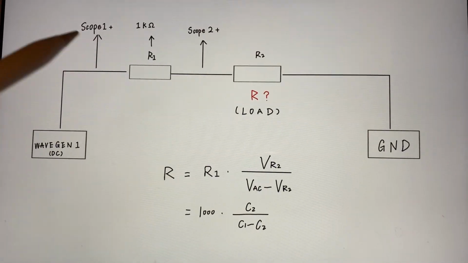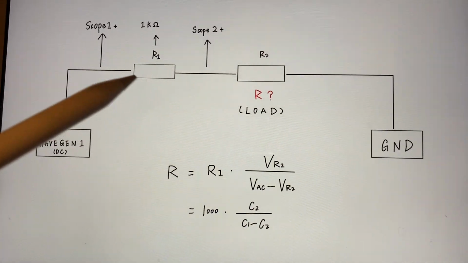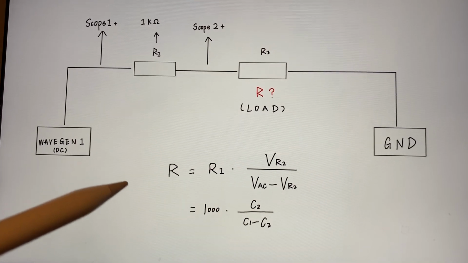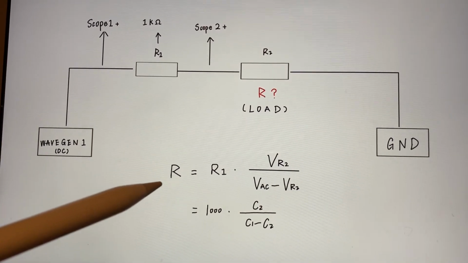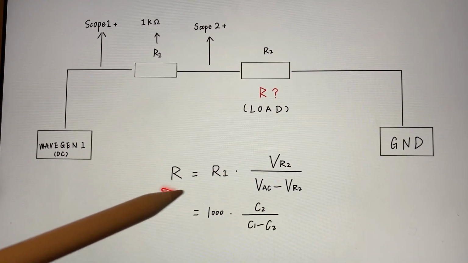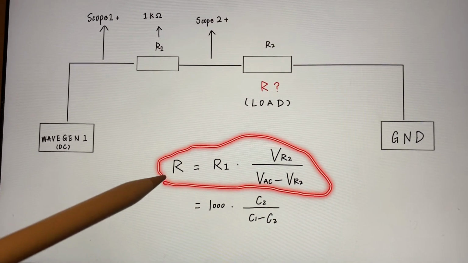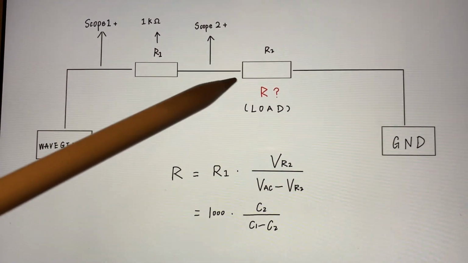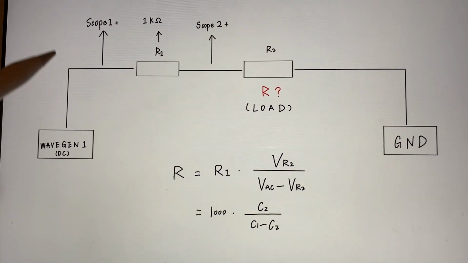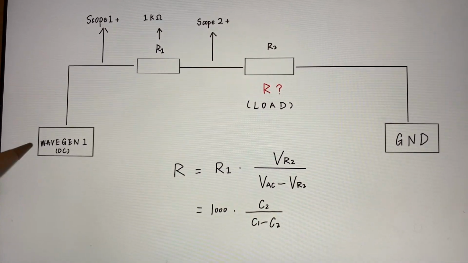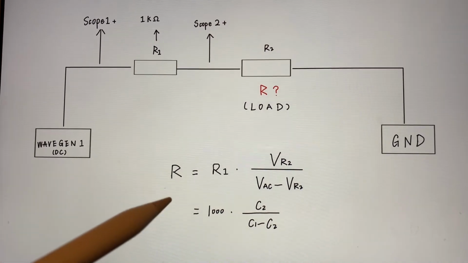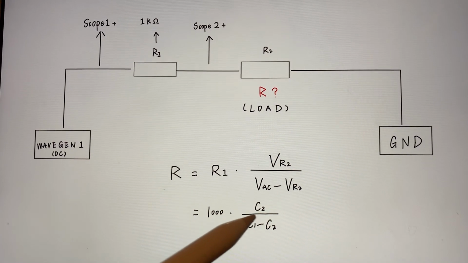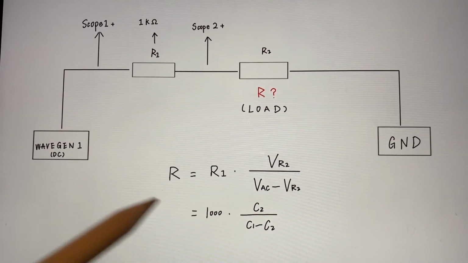So after analyzing this circuit and doing some simple math, we get a simple equation to calculate our load impedance R, and this is the equation. So remember, for scope 2, we measure the voltage of R2, and for scope 1, we measure the voltage of our wave generator 1. So this equation can be written in another form: 1000 times C2 over C1 minus C2.